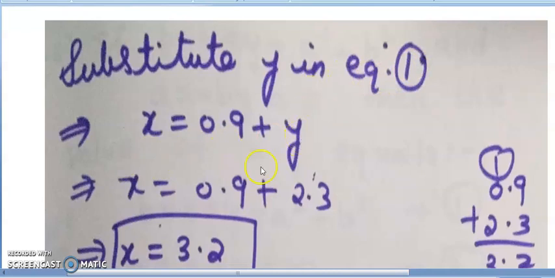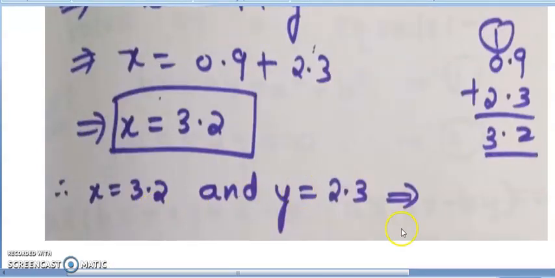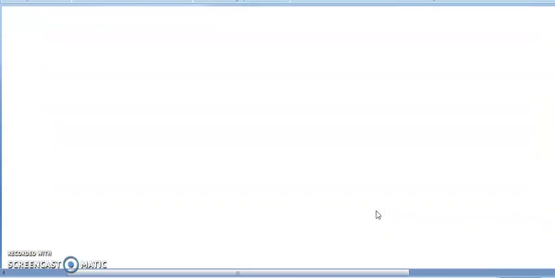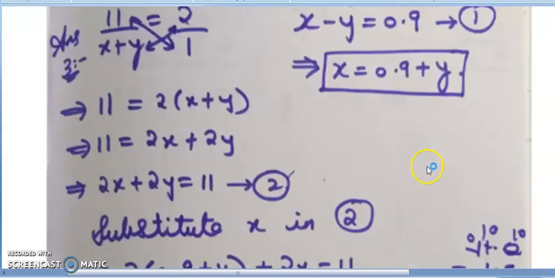So x is equal to 0.9 plus y, x is equal to 0.9 plus 2.3. 0.9 plus 2.3 is 3.2. So x is equal to 3.2. So x is 3.2 and y is 2.3. That is my, I guess, second equation. Okay, yeah, second equation, second option, sorry.